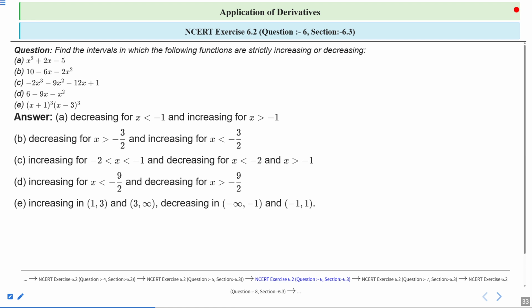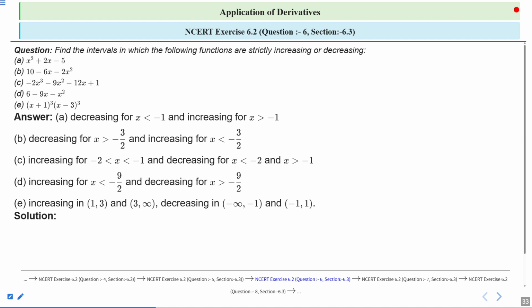For part C, increasing for x from -2 to -1 and decreasing for x less than -2 and x greater than -1. For part D, it is increasing for x less than -9/2 and decreasing for x greater than -9/2. For part E, increasing in 1 to 3 and 3 to infinity and decreasing in minus infinity to -1 and -1 to 1.